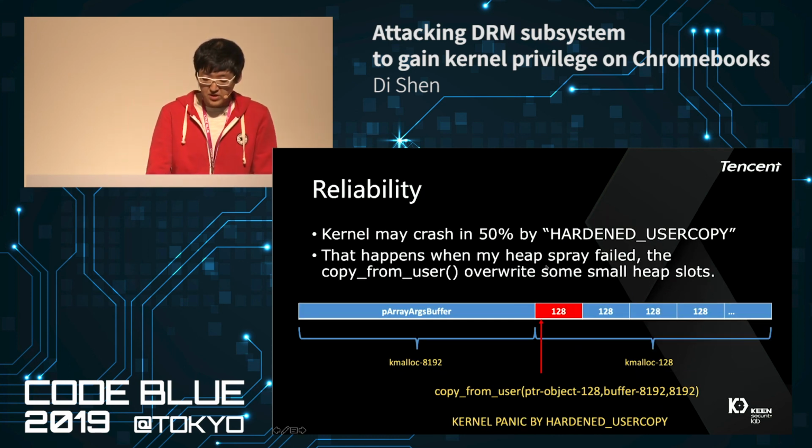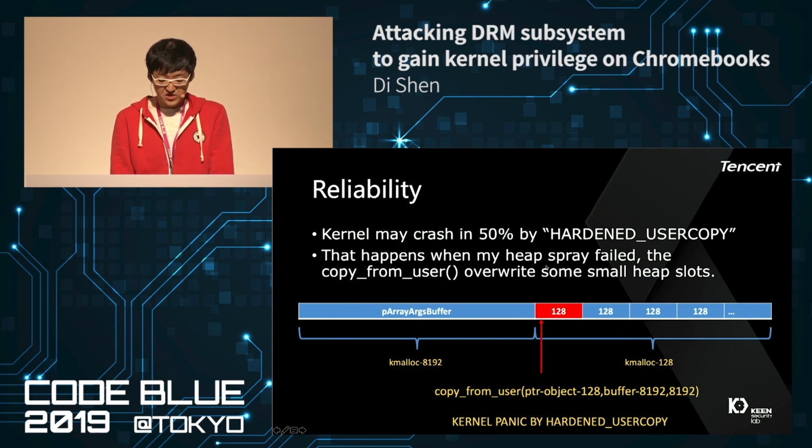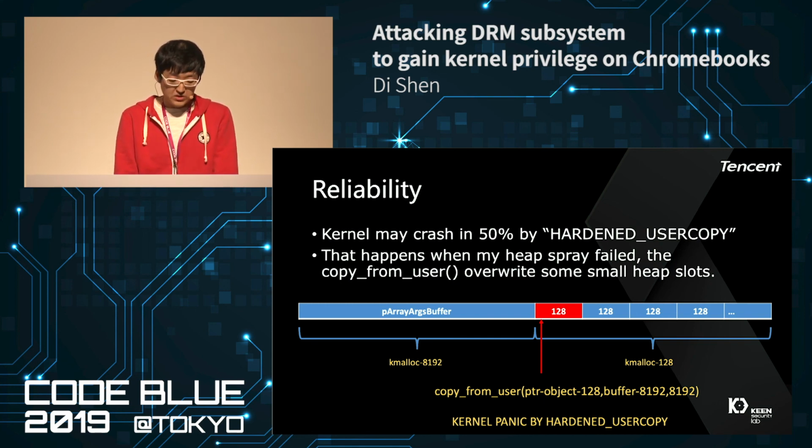In this way, we achieve arbitrary kernel address overwriting. But there's still a problem. My first version of this exploit is not very reliable, so the kernel may crash with 50% probability because of a kernel feature called hardened usercopy.